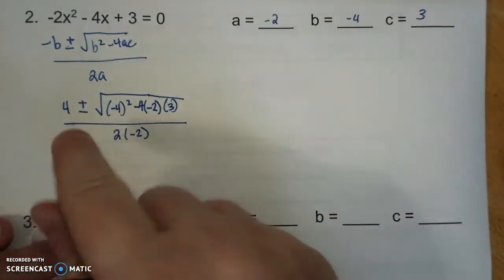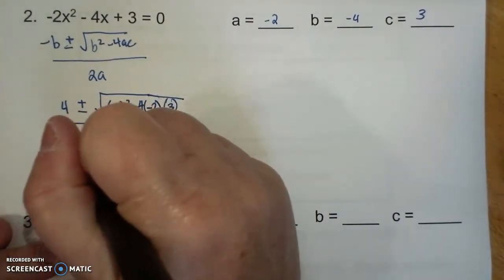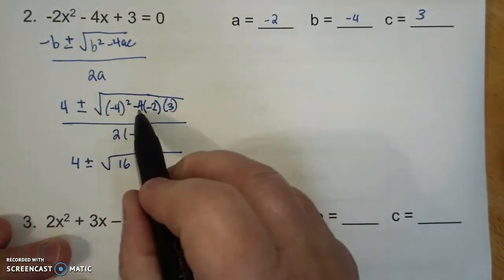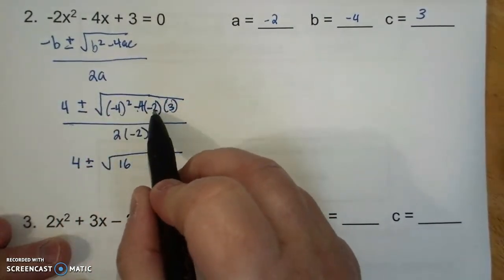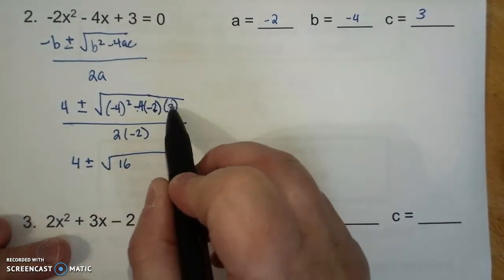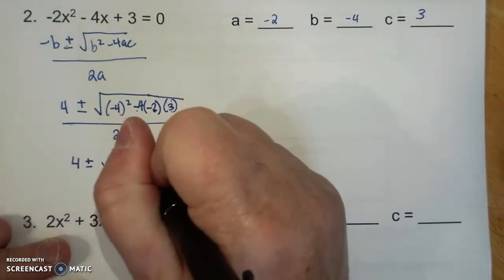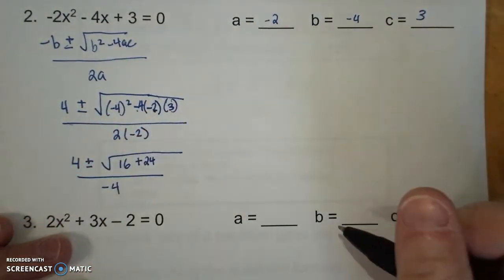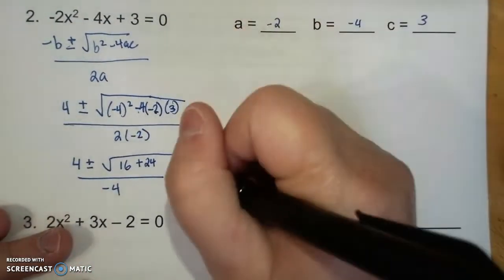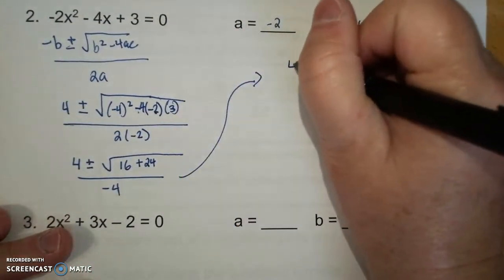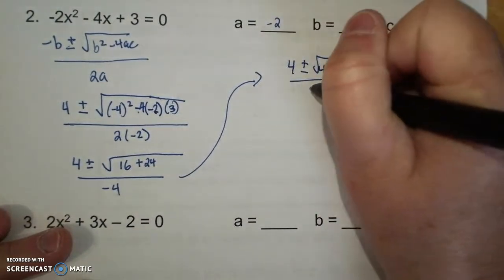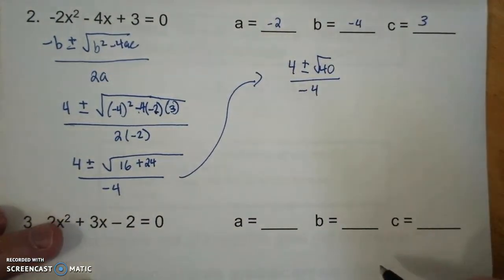So then I'm going to have this 4 plus or minus the square root of 16. -4 times -2 is 8. Times 3 is 24. All over -4. This becomes 4 plus or minus the square root of 40 over -4.